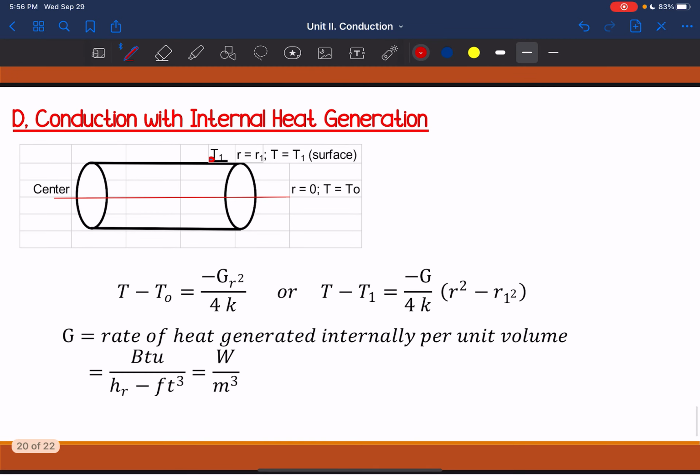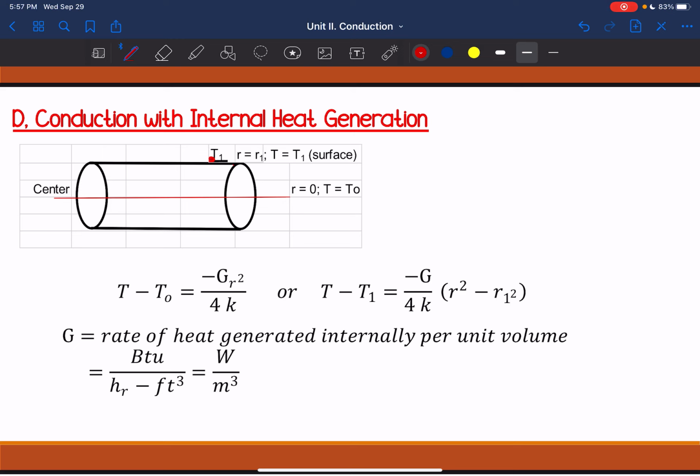So lastly, we deal with conduction with internal heat generation. This is usually for electrical wires. Okay? So here, we just macro the electrical wire. At the center, R is 0 and T is equivalent to your initial temperature. You get your T1, which is R. At the surface, your R is equal to R1 and T is equal to your T1.